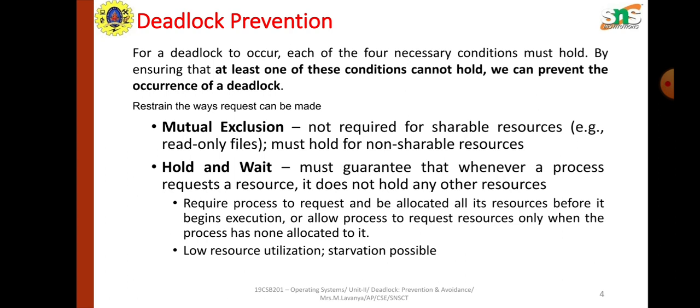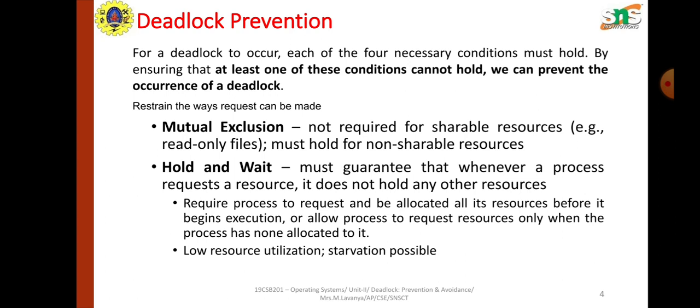In this, the first condition is mutual exclusion. As we have discussed earlier, mutual exclusion is when a resource is allocated to a process, that resource can't be allocated to another process simultaneously. This is the condition of mutual exclusion.